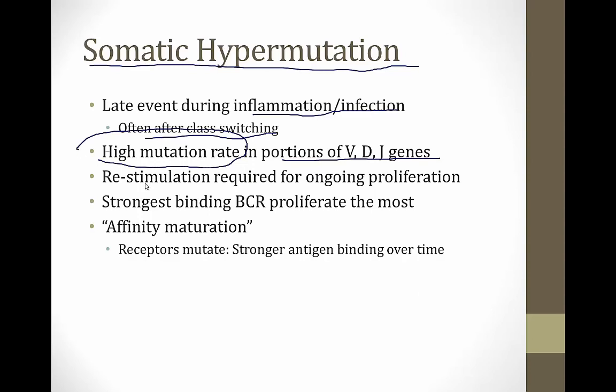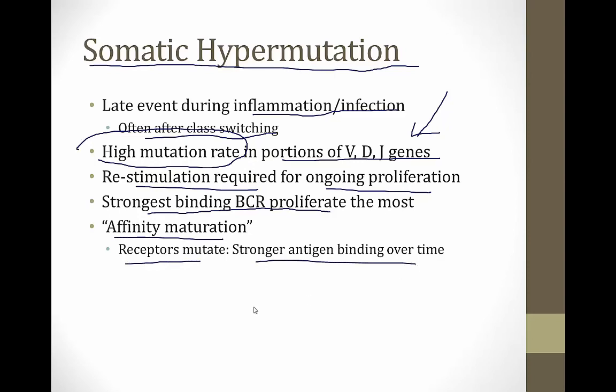And B cells must be re-stimulated for ongoing proliferation. So what is going to happen is, as the B cell proliferates during an infection, mutations will occur in the V, D, and J gene. Only the strongest binding B cell receptors will lead to the most proliferation. The result is that over time you get stronger and stronger binding of the B cell receptors and the antibodies. This is a process called affinity maturation. The receptors mutate and you get stronger antigen binding over time.